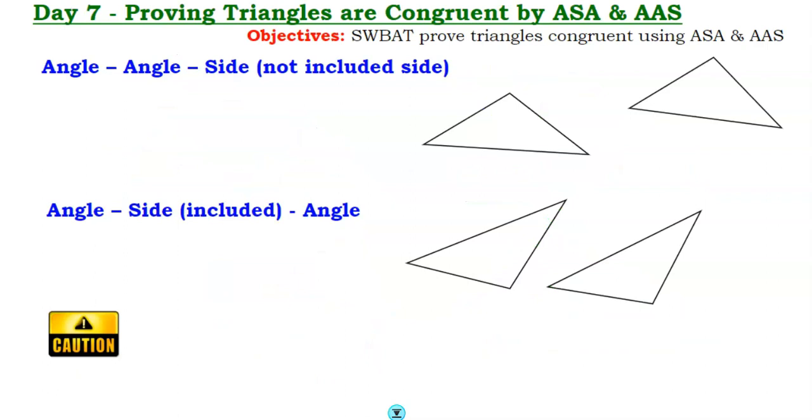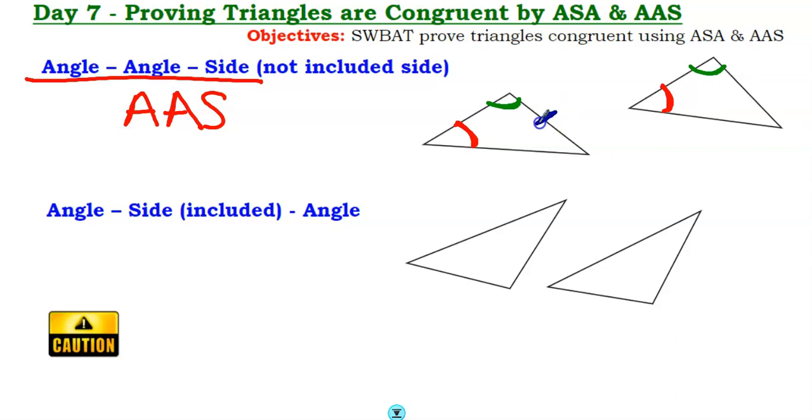Now we're going to focus on angle, angle, side, and angle, side, angle. So today is angle day. Whoop, whoop. So if you notice, angle, angle, side is AAS. That means that this angle is congruent to this one, and this angle is congruent to this one. But let's look at the order. Angle, angle, side means that the side is not in between them. It's actually over here.